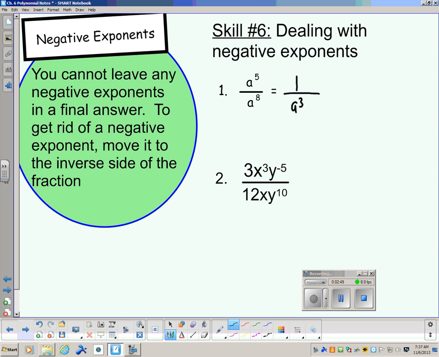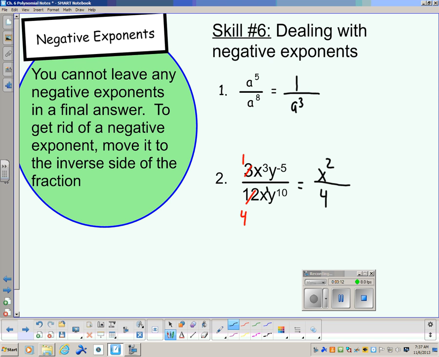Number 2 there, I'm going to work with the plain numbers here first, and I can reduce this fraction here. 3 goes into 3 once. 3 goes into 12 there 4 times. So with the x's there, I'm going to subtract my powers. 3 minus 1, there's 2. There's more at the top, so I get x to the second.